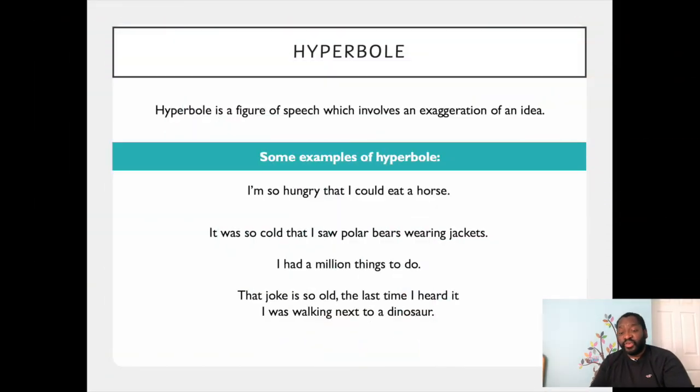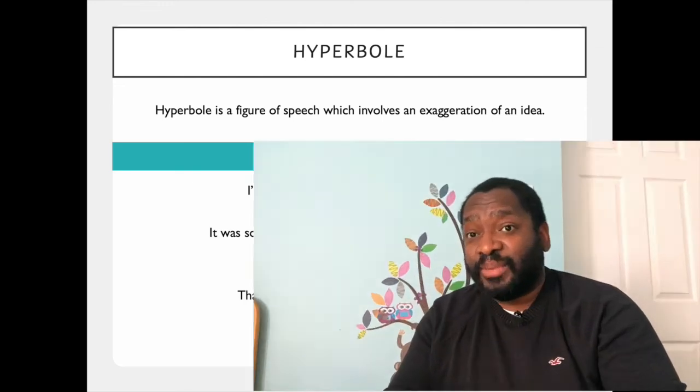Hyperbole. Now, hyperbole is a figure of speech which involves an exaggeration of an idea. Hyperbole is used in poetry to provide strong effects and to provide greater emphasis. An example of exaggeration would be something like, I'm so hungry I could eat a horse. I can't eat a horse. I'll try. But at the same time, this is giving an example of how hungry I am, which is more than normal.